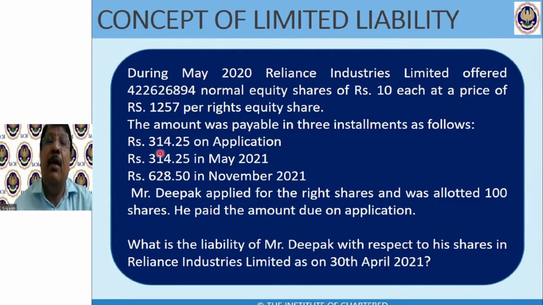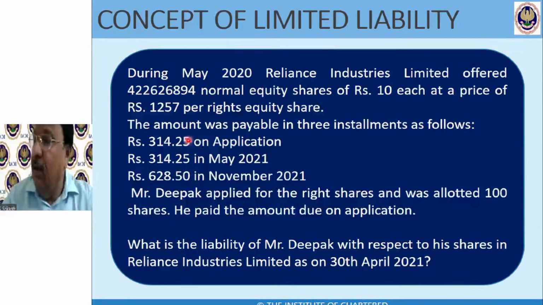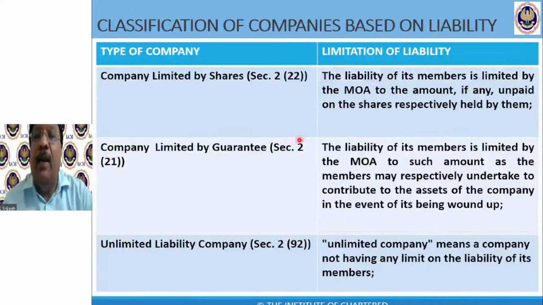25% only was paid on application, balance 75% is still due, which means the liability of a person who is owning partly paid shares of Reliance is only that 75%. Whereas for a guy like me who's owning fully paid shares in Reliance, no liability. But for Deepak, who has applied for partly paid shares, to the extent that he is yet to pay, there is a liability. So I'm trying to show you that the liability of the members of a company limited by share is limited to the amount, if any, unpaid on the shares held by them.